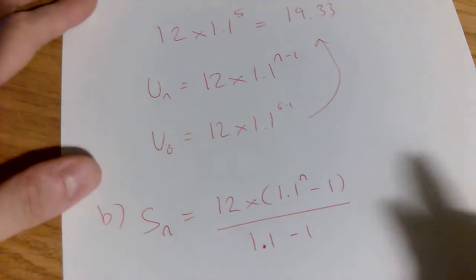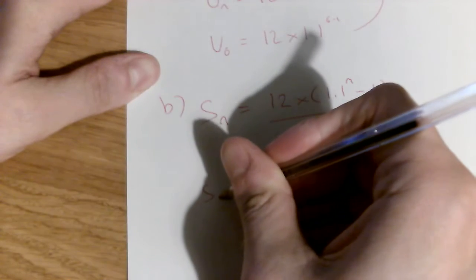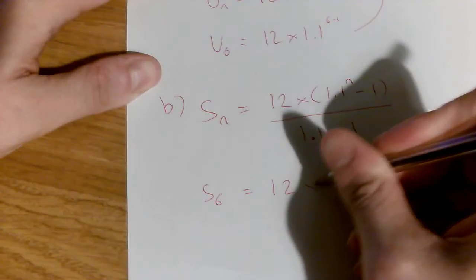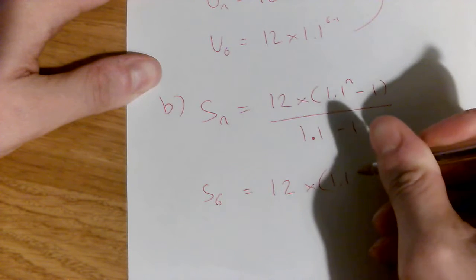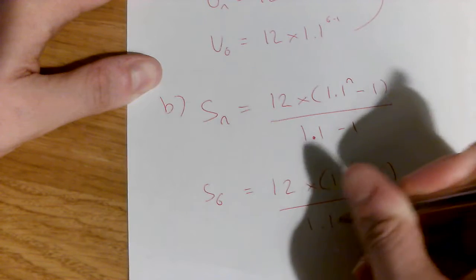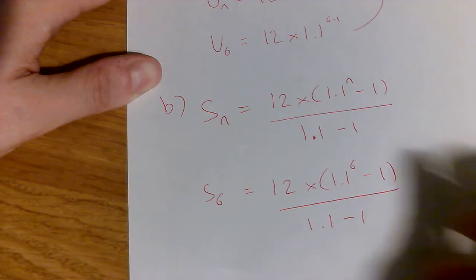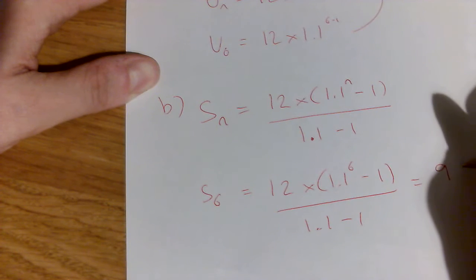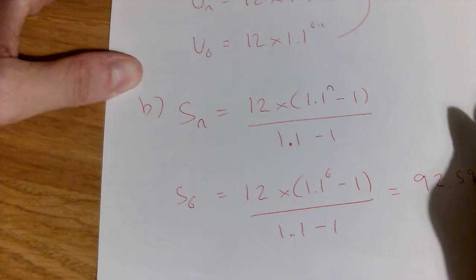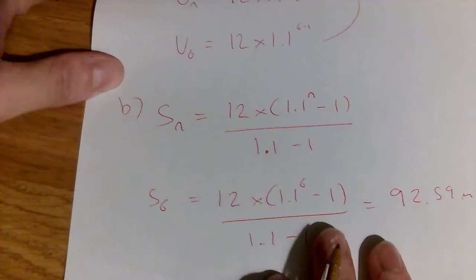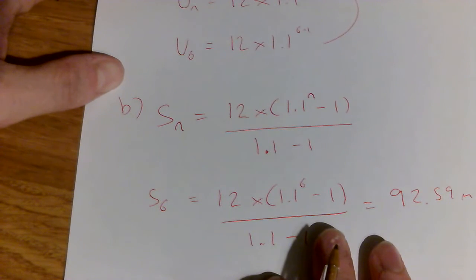Okay, so if we do the value for the 6th term, so S of 6, it's basically the same thing, but now it's just going to have 6 in place of the n. So you're going to go on your GDC, you're going to type all that in, and it turns out to be about 92.59 million. So that is the sum of the first 6 terms, and that is question B answered.